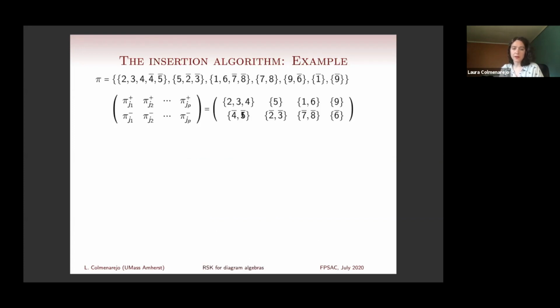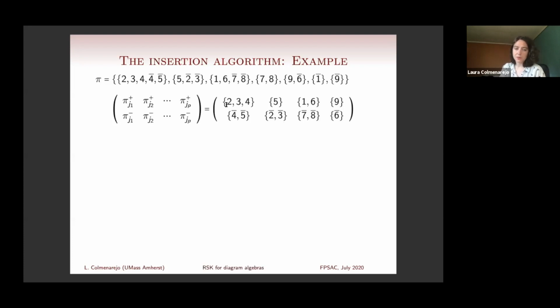So I get 4 bar and 5 bar, and then 2, 3, 4. And then I have this other one. So I have 5 on top, and then 2 bar and 3 bar on the bottom, and so on. And in this case, the non-propagating blocks are going to be 7 and 8, 1 bar and 9 bar. And I will deal with them later.